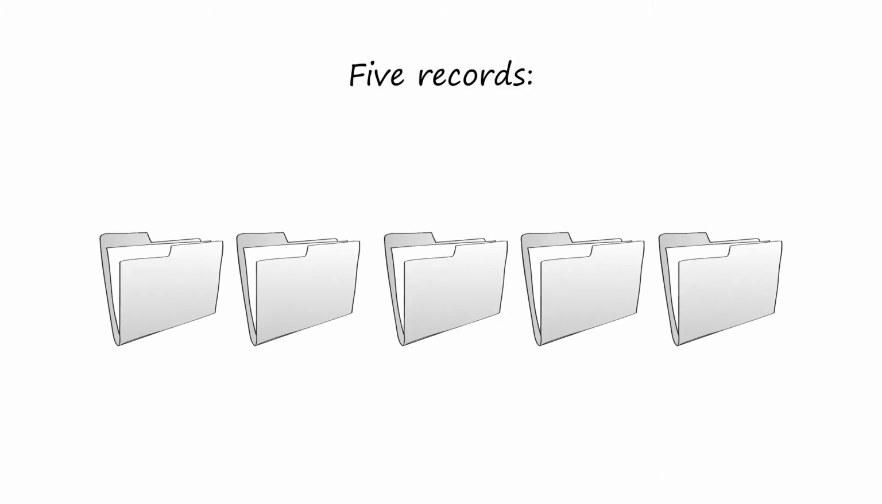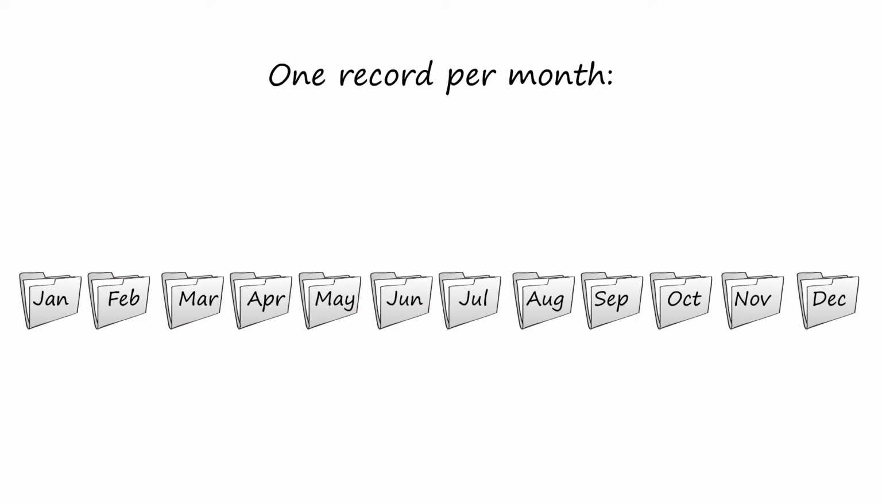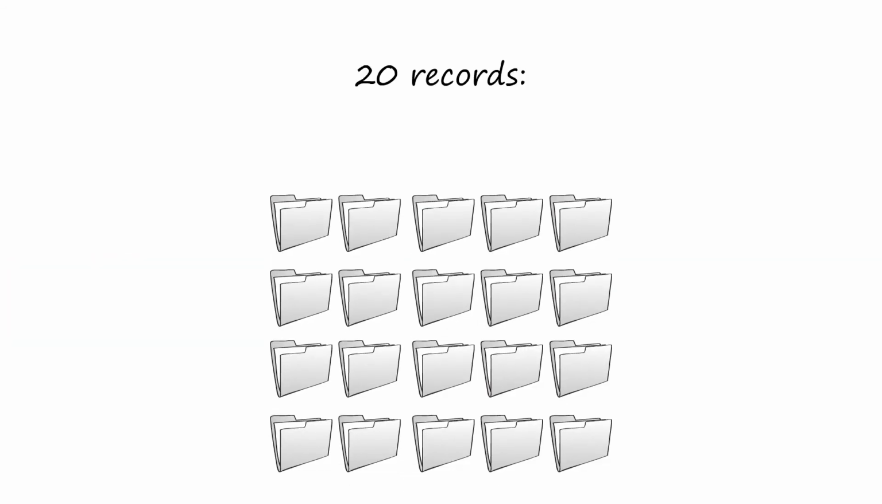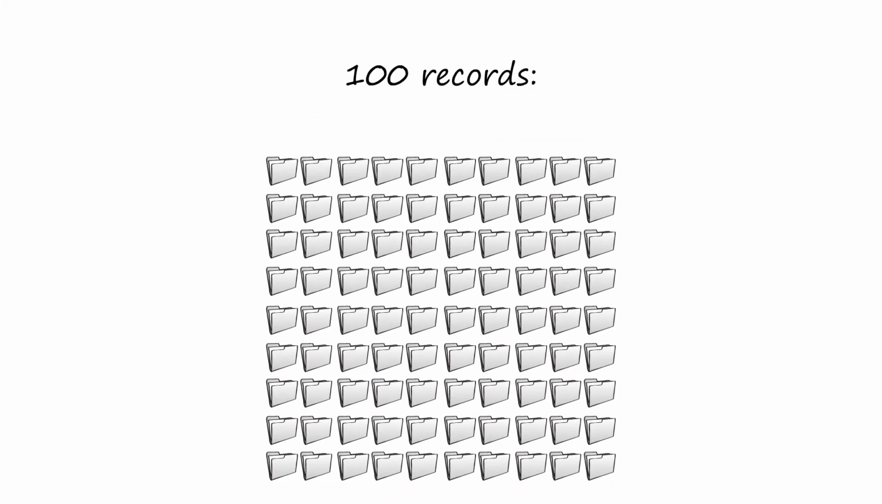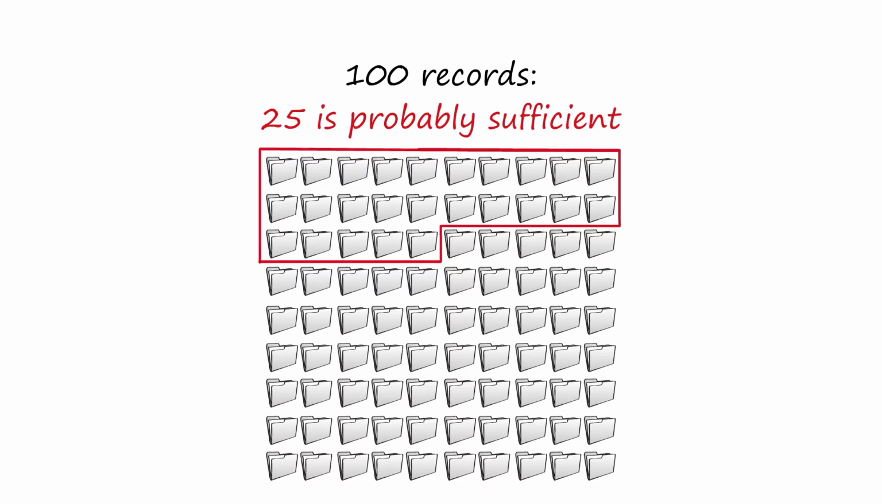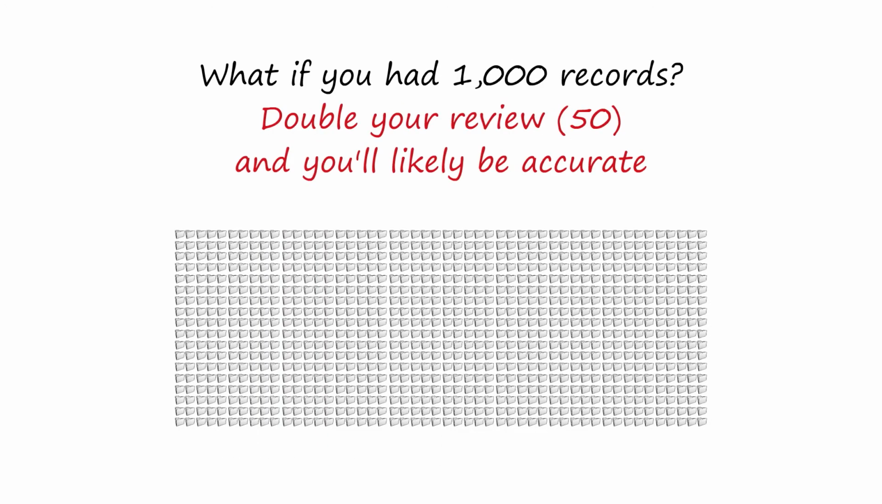If you have 5 records on something you need to measure, you'll probably look at all 5. 1 record per month? Again, might look at all of them. But if you have 20 records of a given activity, possibly 12 or 15. If you have 100 records, looking at 25 is probably sufficient. What if you had 1,000 records? Double your review, and you'll likely be accurate in your assessment.